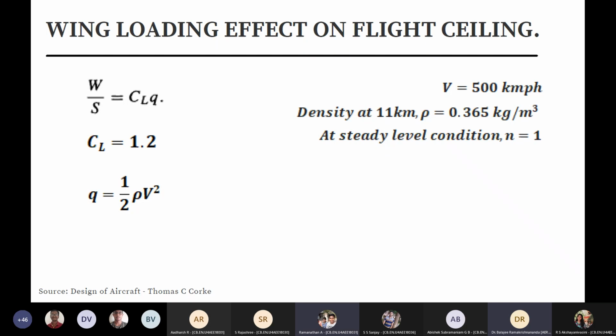So if you don't get the same thing later, it's fine. As long as it flies, finally you check your performance and see where it meets the requirements after you design everything. Okay.